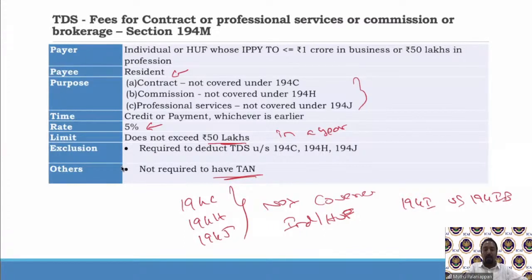So this payment, whatever we are talking about, is what is called 194M. As I told you, it is not applicable for persons who are already covered under 194C, H and J. It is only for the rest of the persons. Now we will go to an exercise problem relating to this to understand the provision better.